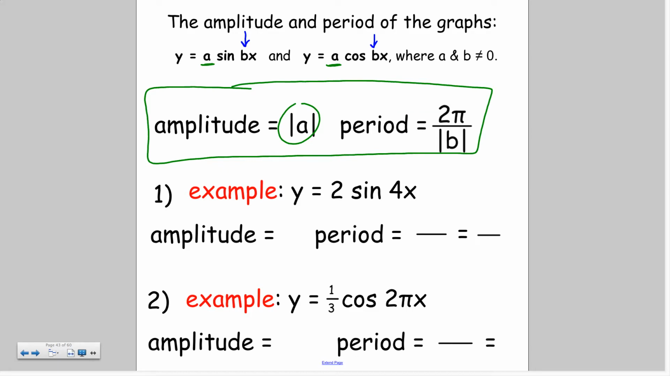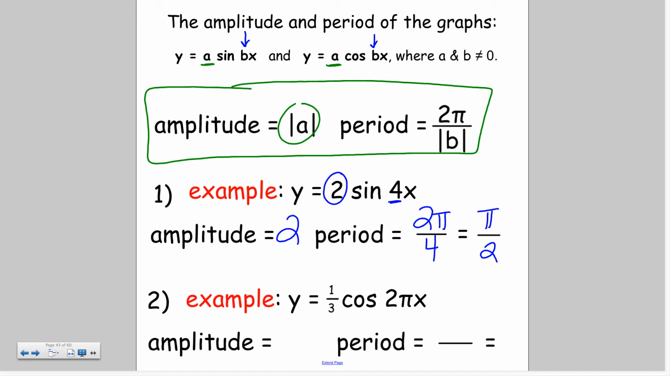Alright, so number one, the amplitude, remember, comes from in front of the sine or the cosine. So your amplitude here is 2. The period is always 2 pi over b, and it's whatever is in front of x. So in this case, the only thing in front of x is 4. Now, I can simplify 2 pi over 4 into 1/2 pi, or pi over 2. So that means that my graph would stop at pi over 2.